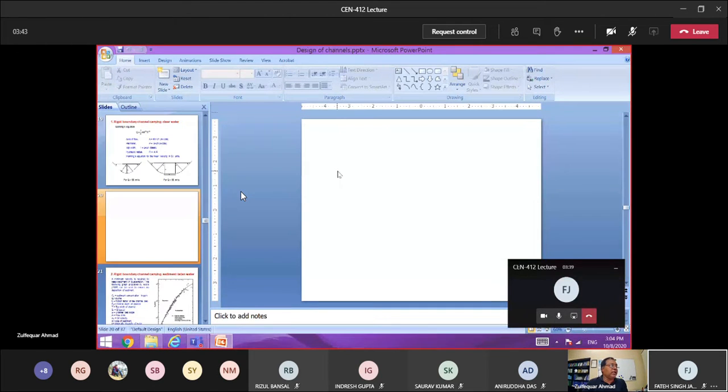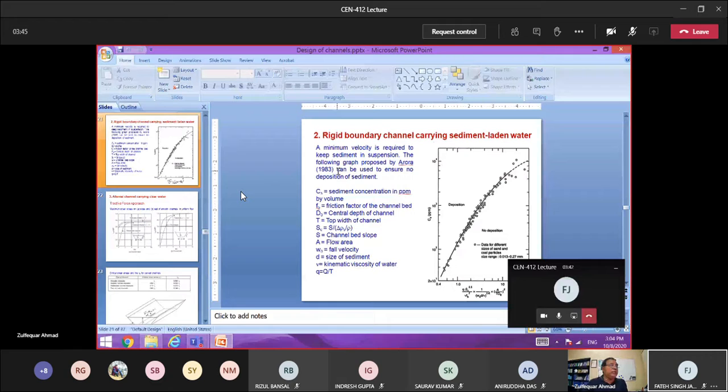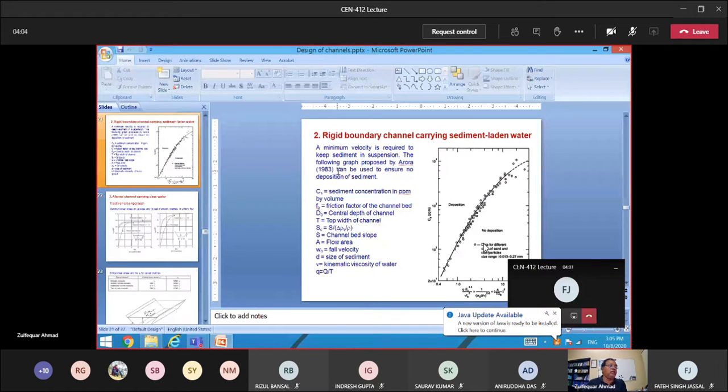And the second that we had discussed is if the rigid channel is carrying sediment laden flow, right? So in this case, whatever we had discussed last time, we have to design assuming that the channel is carrying clear water, and then check whether it is carrying this much sediment load of this much size or not, right?